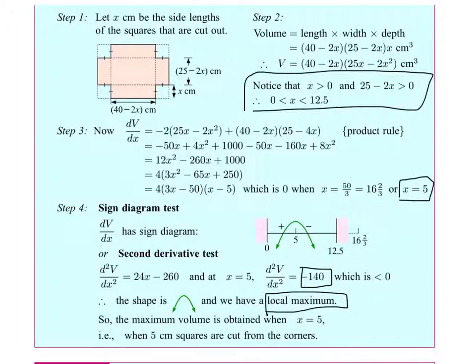That is the second way, but the first way was just to make a sign diagram of the first derivative, and I know that I have a slope that's increasing and then decreasing. Therefore, it's concave down, and using the same logic, I have a local maximum. As you can see here, I have a maximum volume at x equals 5, when 5 centimeter squares are cut from each corner. And that is 3.7.